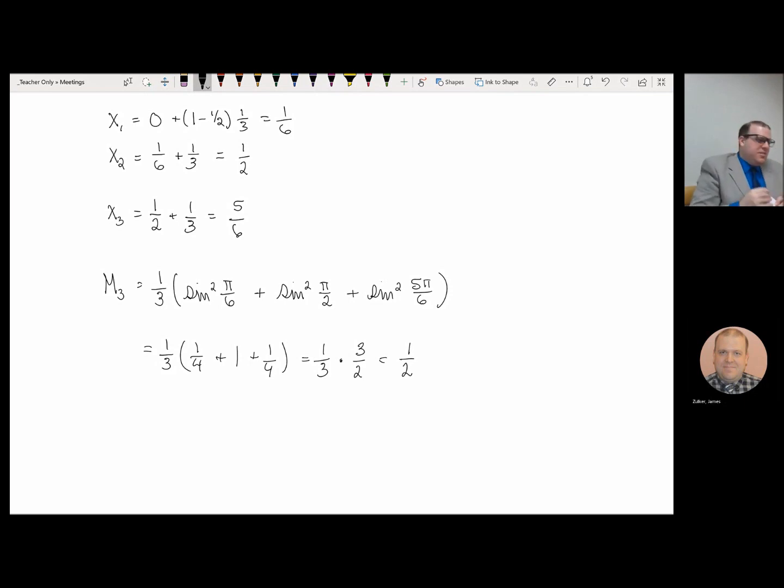I'll give you time to work on this. You are allowed to use your calculator to get values. You just can't actually write code on the mathematical.